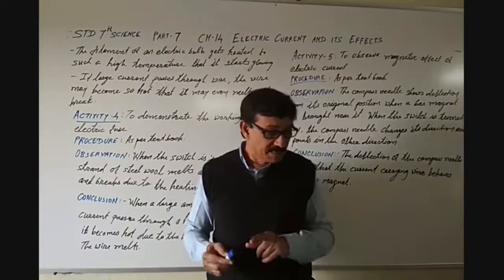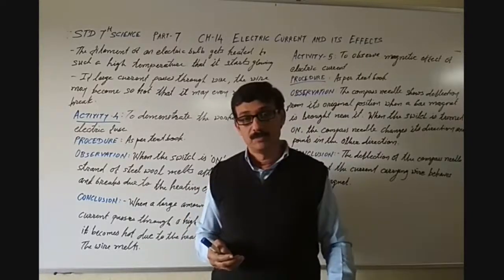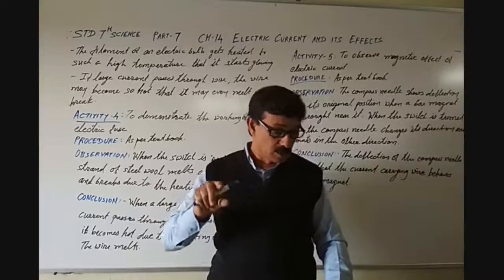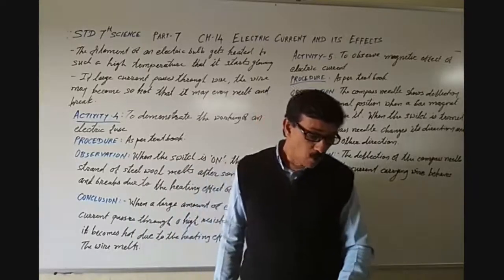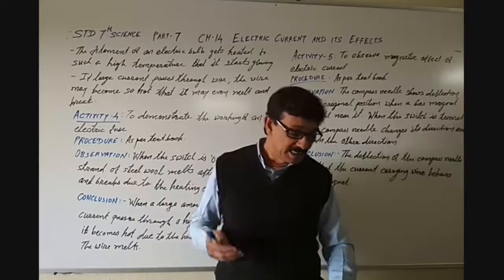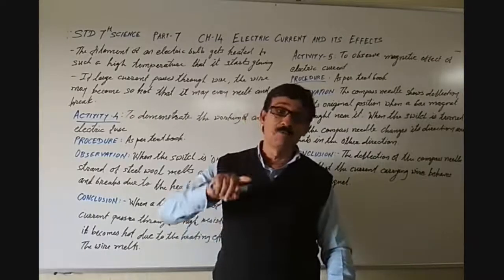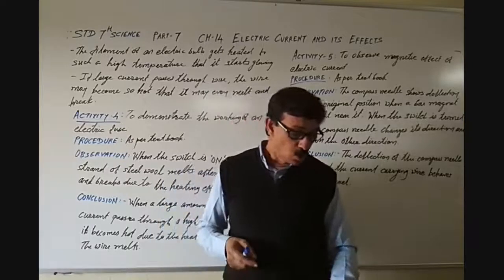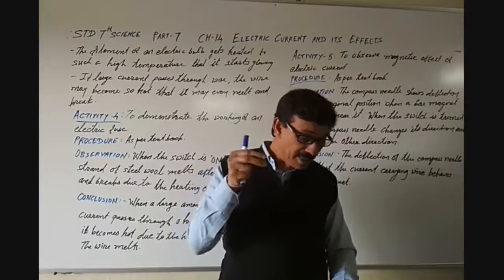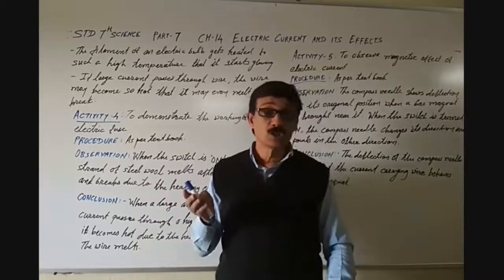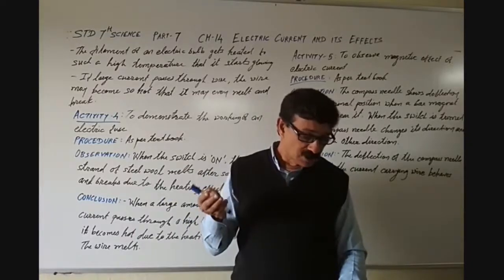Let's see. This may happen if the insulation of the wire has come off due to wear and tear. The insulation of the wire breaks, or has come off due to wear and tear. This may cause a short circuit. Another reason for excessive current can be the connection of many devices to a single socket. If we use a single socket and connect many devices to it, then what happens? This may cause overload in the circuit. You might have read reports in newspapers about fires caused by short circuits and overloads.